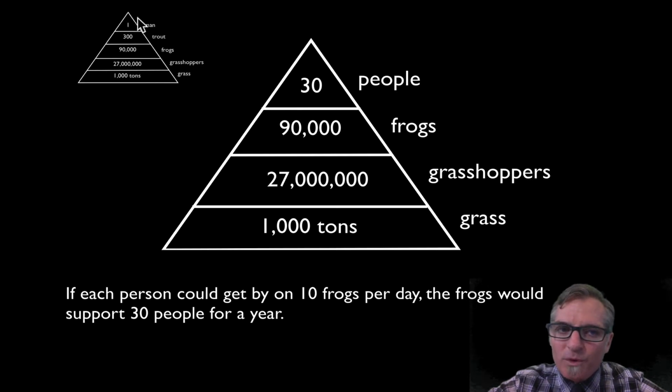So we've gone from supporting one person to now 30. How did we do that? We removed one of the trophic levels, and we saved all that energy that would be wasted.